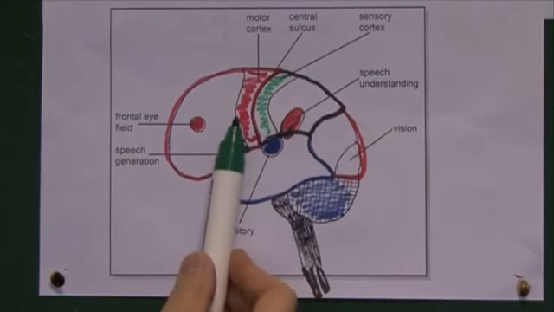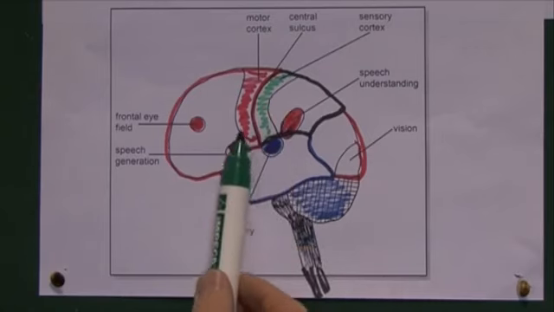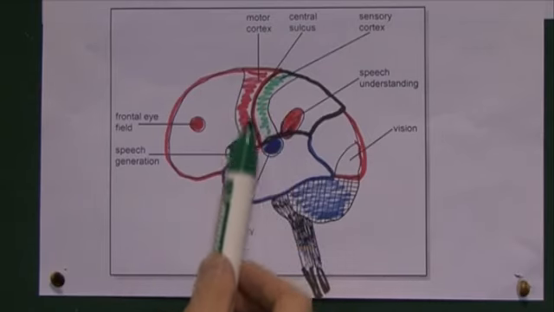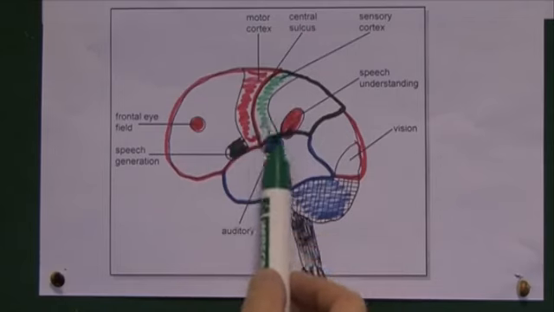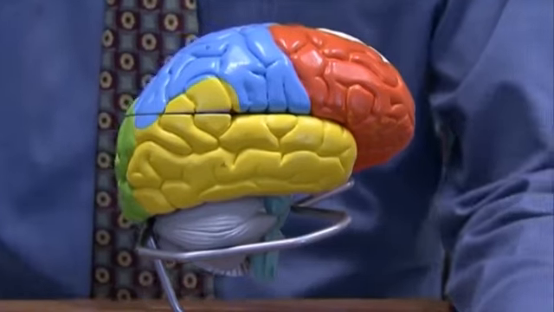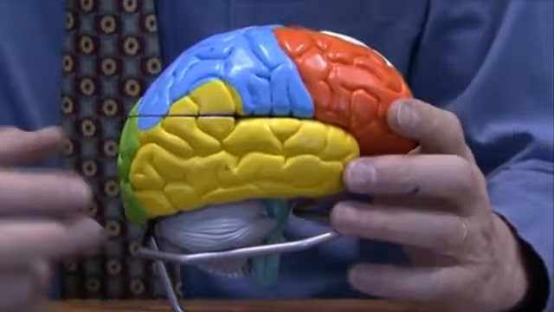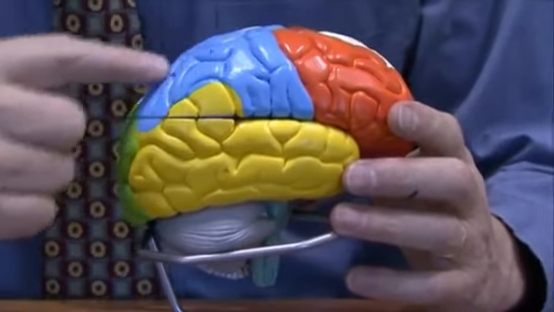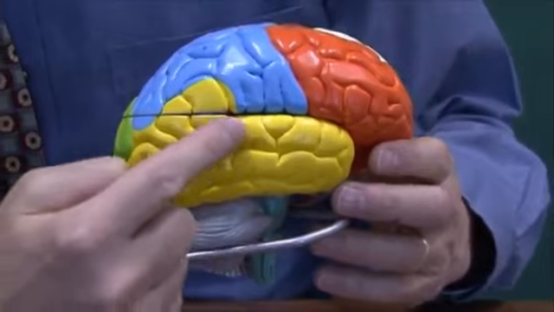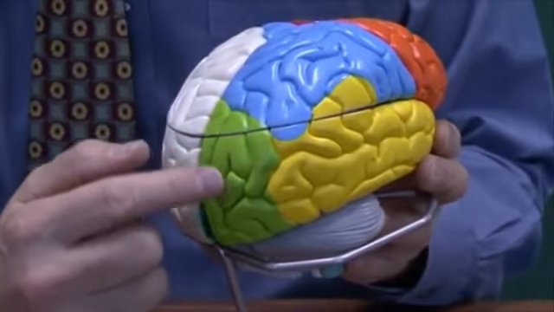The motor cortex in the frontal lobe, the sensory cortex in the parietal lobe, the motor cortex in the precentral gyrus, the sensory cortex in the post-central gyrus. So here we see a model of the brain with the frontal lobe in orange in this case, then the parietal lobe in blue, the temporal lobe in yellow, and at the back the occipital lobe in green.